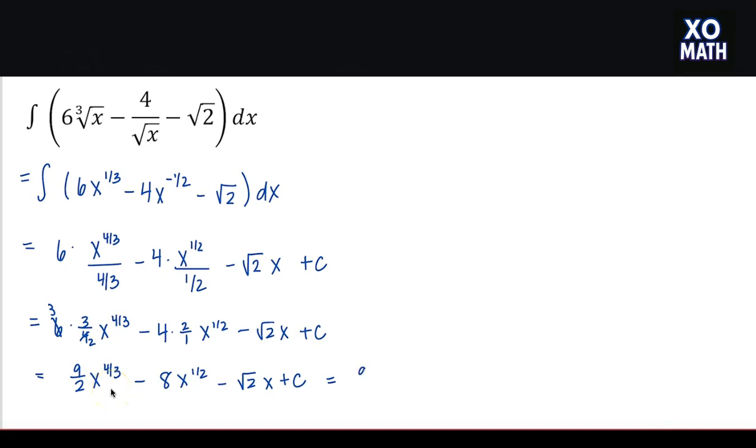can rewrite this as 9/2, the cube root of x to the 4th, minus 8, the square root of x, and then minus the square root of 2 times x plus c, making sure to keep this x outside of the square root. So it's square root of 2 times x plus c.